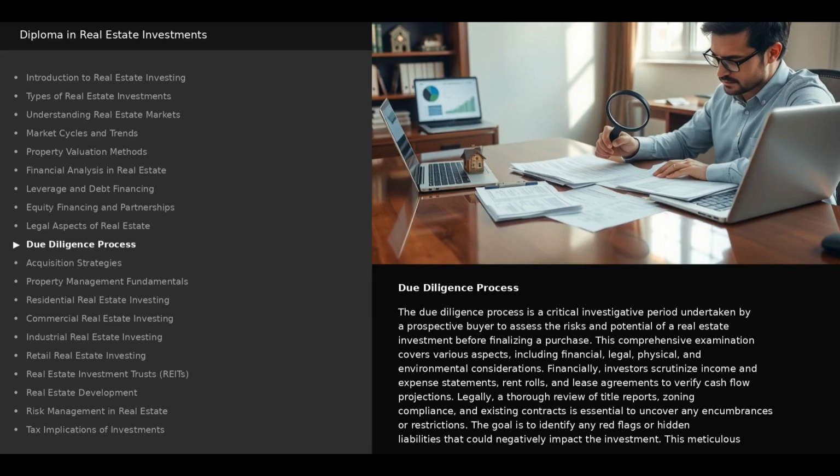Financially, investors scrutinize income and expense statements, rent rolls, and lease agreements to verify cash flow projections. Legally, a thorough review of title reports, zoning compliance, and existing contracts is essential to uncover any encumbrances or restrictions. The goal is to identify any red flags or hidden liabilities that could negatively impact the investment. This meticulous investigation helps validate assumptions and mitigate unforeseen problems.